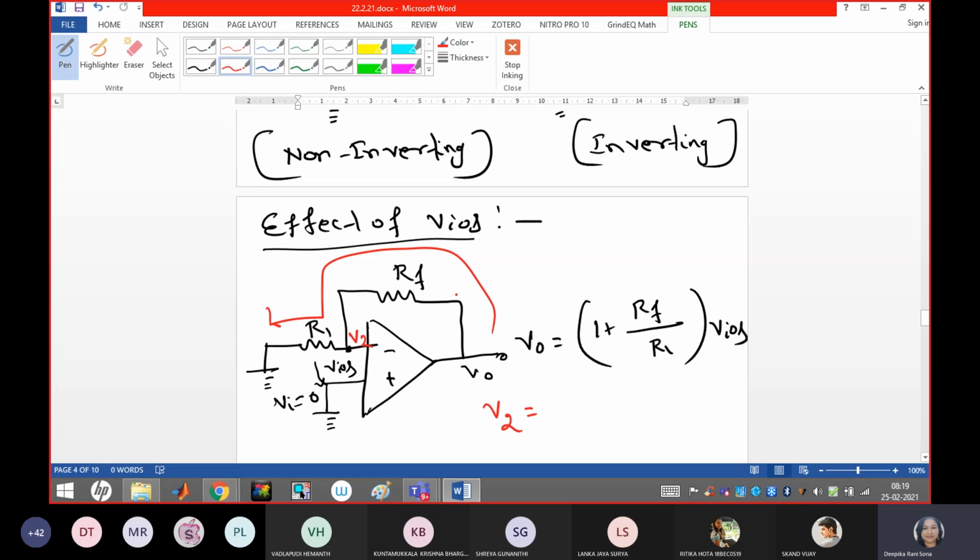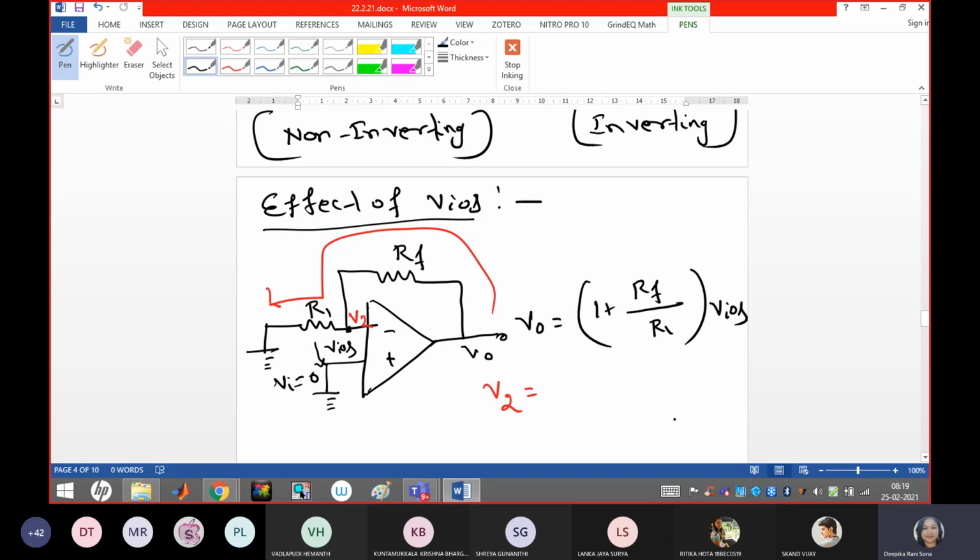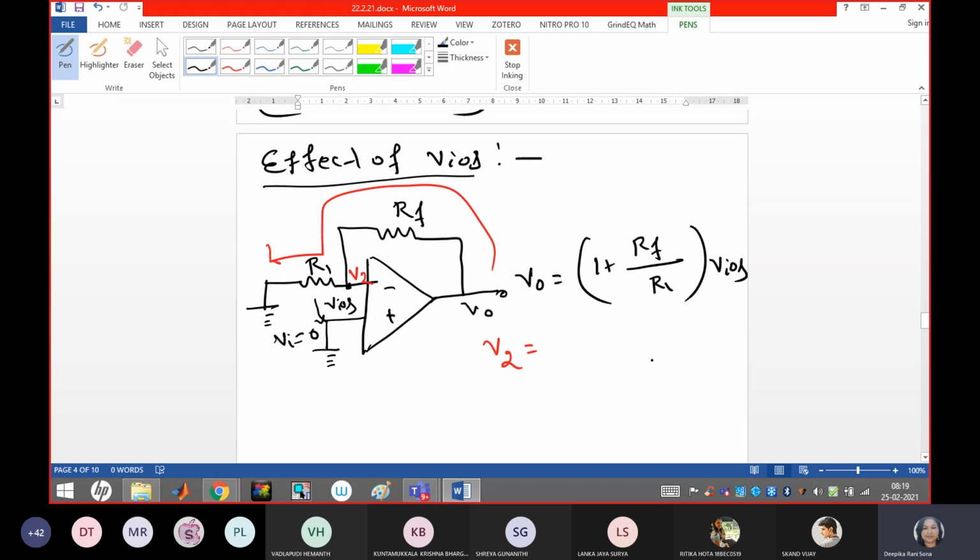Equation for V2 is... Guys, look at the figure and tell the value of V2. V0 is here, RF and R1 is here. It is like this. You forgot this concept. V0, and here we need the V2, and this is RF and this is R1. So what should be the equation for V2?